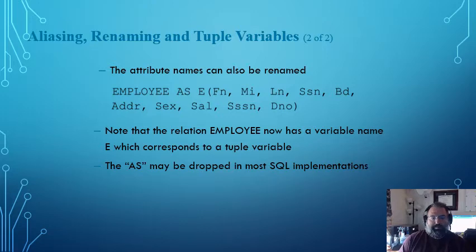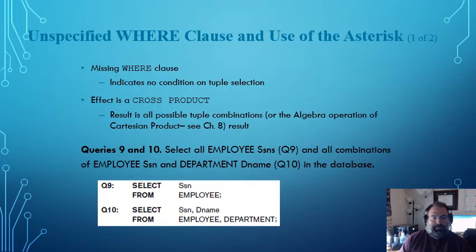Attribute names can also be renamed. That's what I just mentioned. So you can say employee as E and so on. Note that the relation employee now has a variable name E, which corresponds to the tuple variable. The as may be dropped in most SQL implementations, although it's not a bad idea to include it for clarity's sake.